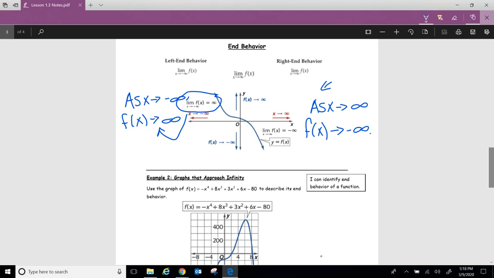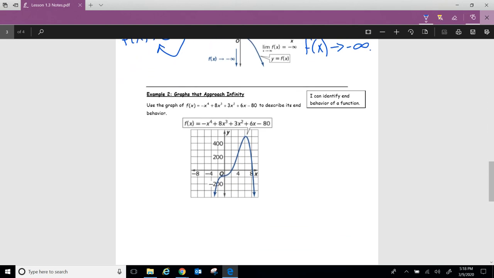So let's try that out on example number 2. Here we have the graph of negative x to the fourth plus 8x cubed plus 3x squared plus 6x minus 80. When you look at this graph, we're going to have two limits, one on the left-hand side, one on the right-hand side. So on the left-hand side is going to be the limit as x approaches negative infinity. As we go to negative infinity, my y's, so f of x, is equal to, and then we're going to say where are those y's going? Well, those y's are going down to negative infinity.